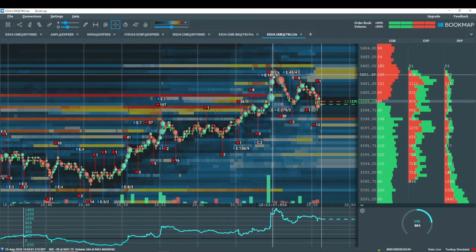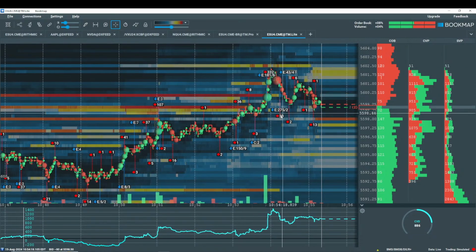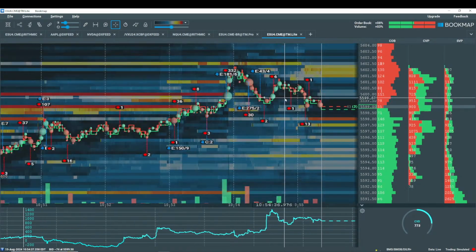Okay, so nice big stop run there, 332. Iceberg orders on both sides in here.